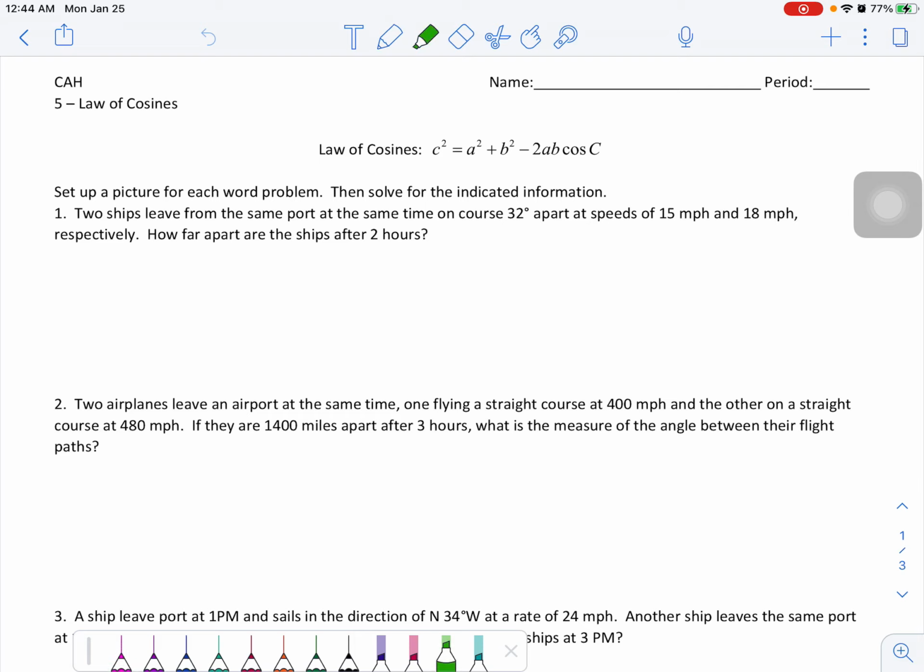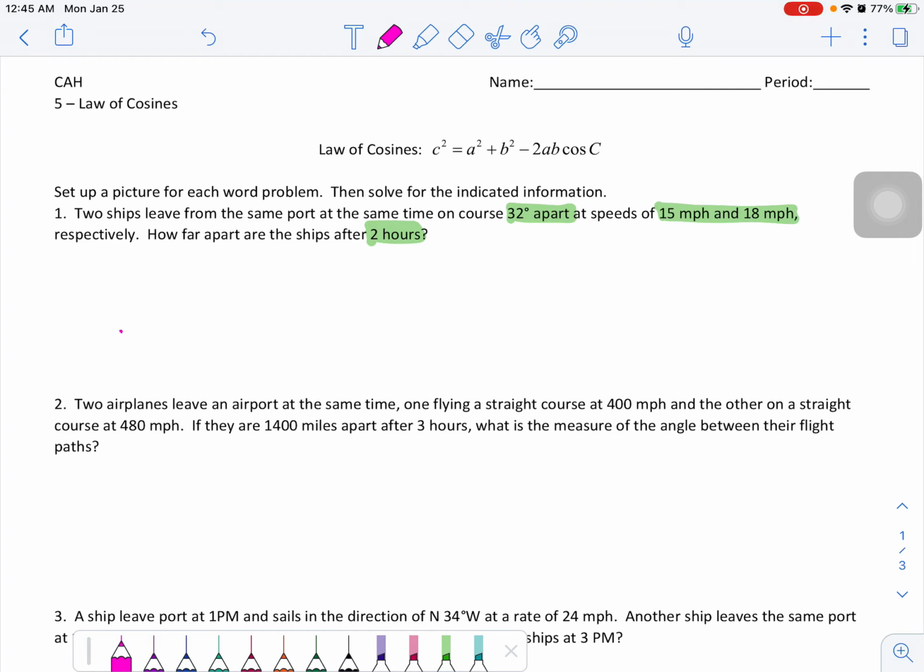First things first, let's annotate. Two ships leave from the same port at the same time on a course 32 degrees apart at speeds of 15 and 18 miles per hour. How far apart are the ships after 2 hours? Your picture does not have to be phenomenal, but it does need to be relatively accurate.